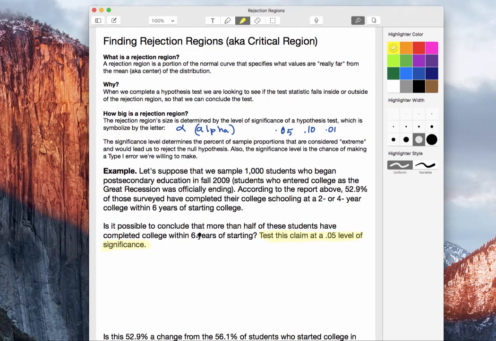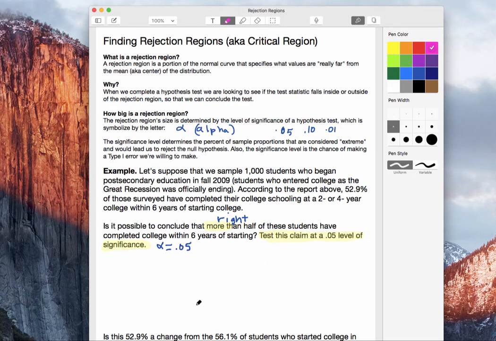This is how we're going to figure out our critical region. So 5%, this means we're using alpha equals 0.05. That's just one part of the puzzle for finding our critical region. The other part that we need is what side of the distribution are we working with? Because I see that words more than half, that's telling me that I need to do a right-tailed test. So here are my two clues. I have a right-tailed test, alpha is 0.05.